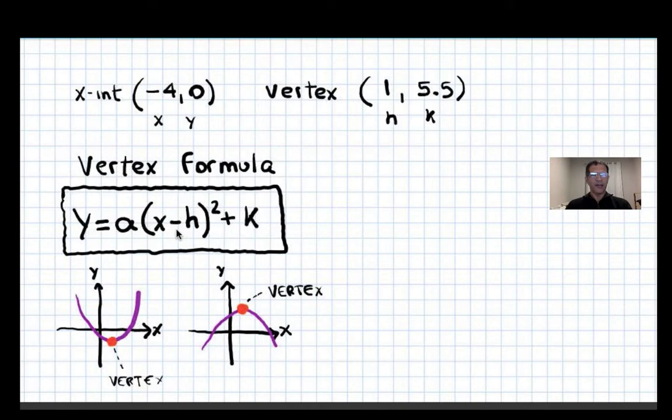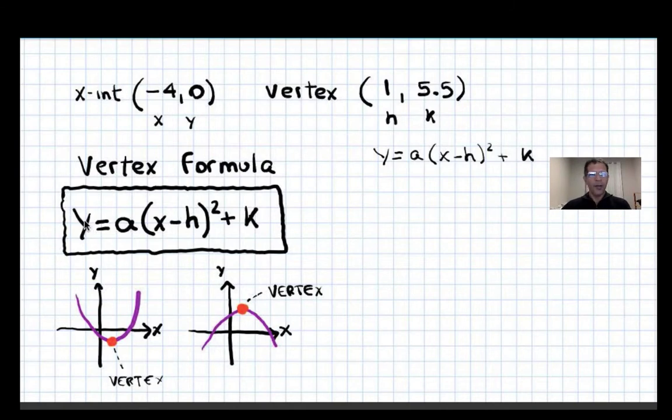So x and y are from the point or x-intercept, and h and k are from the vertex. Now our mission is to get a number a, because we don't have this number. We have y, we have x, we have h, we have k, but we don't have a. So let's get this number. I'm going to use this formula. The formula is y equals a times (x minus h) squared plus k.